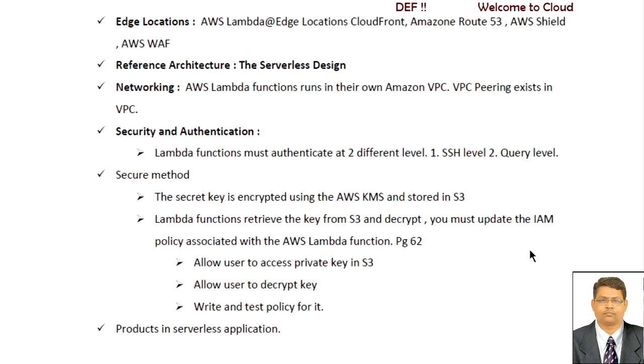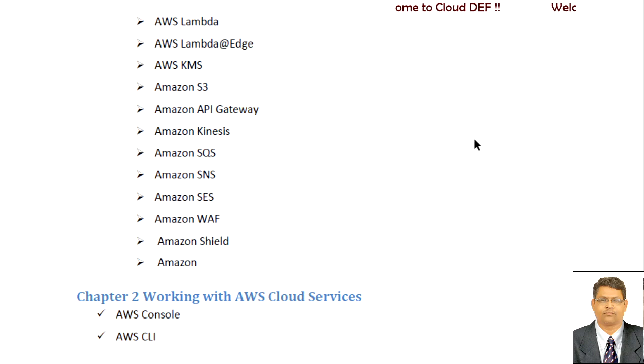You must update the IAM policy associated with the AWS Lambda function, for example: allow the user to access the private key in S3, allow the user to decrypt the key. Write and test a policy for it. Products in a serverless application: AWS Lambda, Lambda at Edge, AWS KMS, Amazon S3, Amazon API Gateway, Amazon Kinesis, Amazon SQS, Amazon SNS, Amazon SES, AWS WAF, AWS Shield.